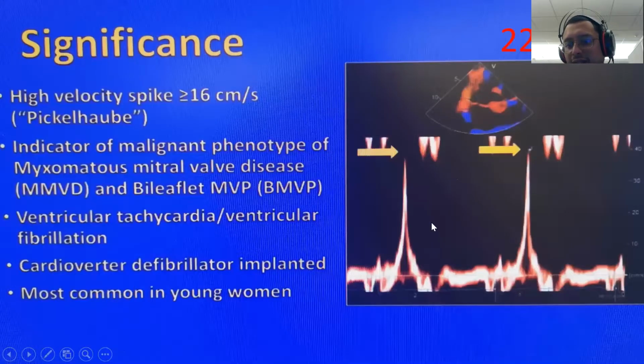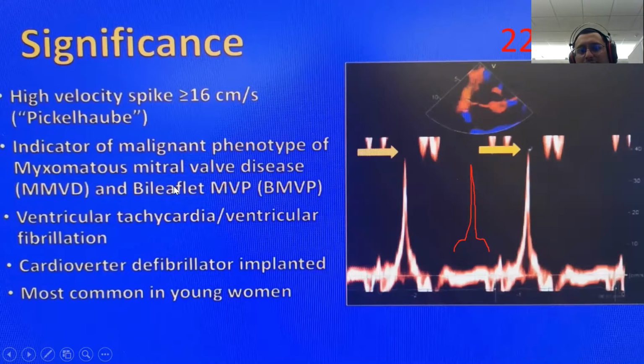Okay, so this is it. If you put Doppler at that wall, you will see this sudden spike, and apparently this looks like a German person's hat. Okay, that's the hat. That is called Pickelhaube sign. So the velocity is high, more than 16 centimeters per second.